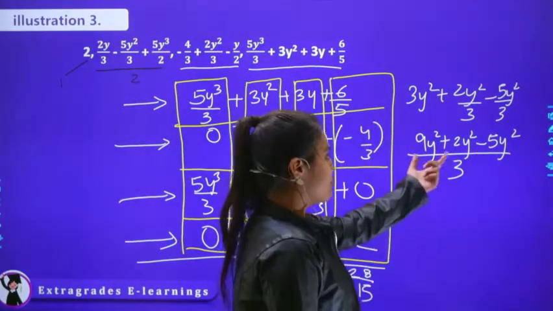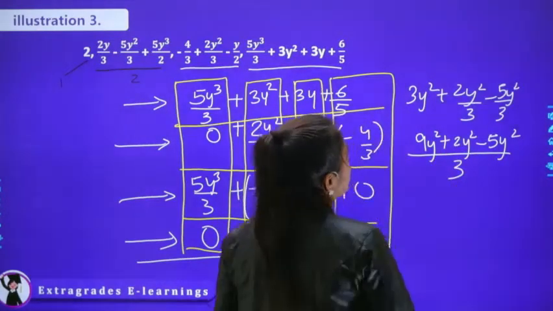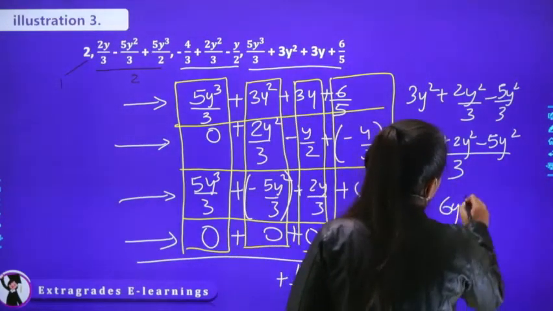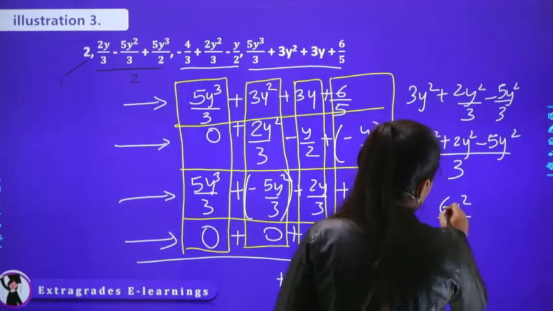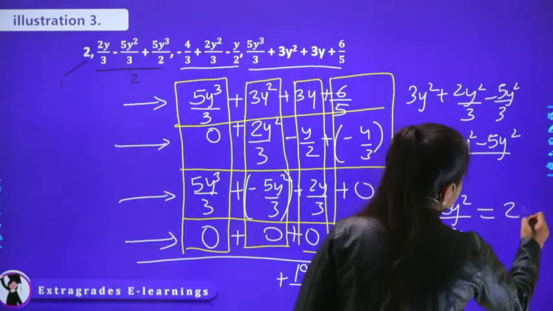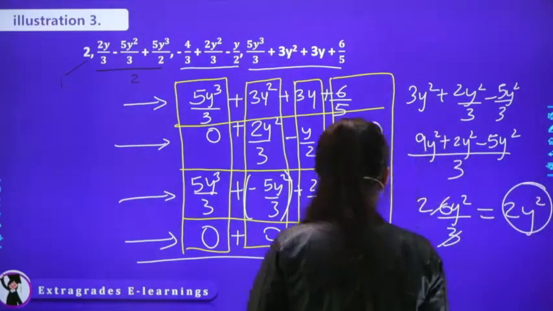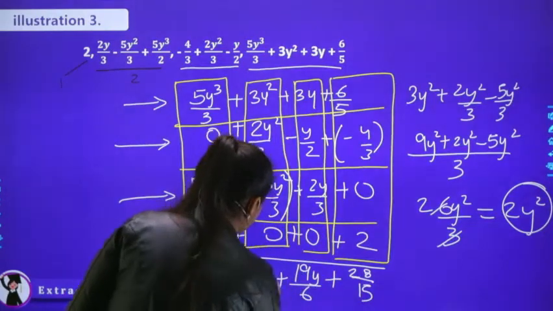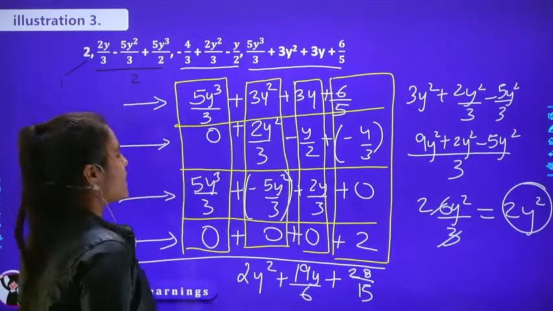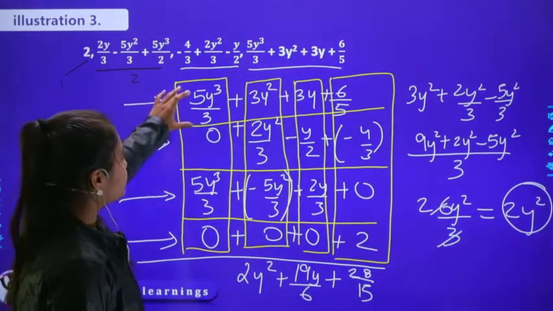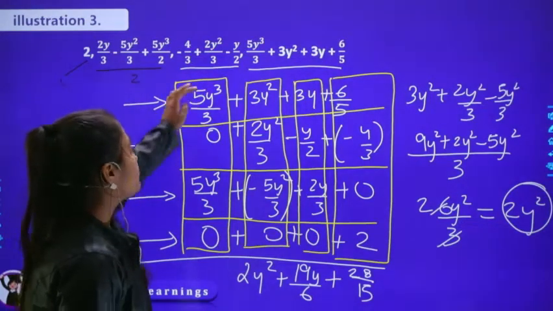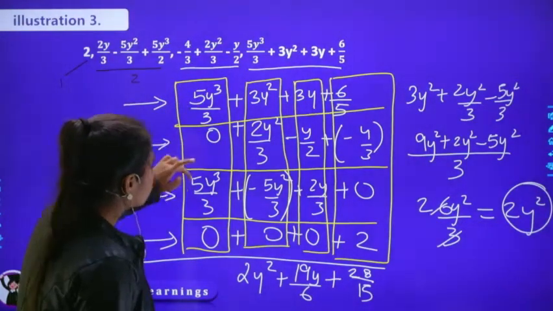Now I will add them. So 9 minus 5 is 4, 4 plus 2 is 6, 6y square upon 3. 3 2s are 6. So 2y square is the finalized term for this. Now the only term left is 5y cube upon 3 plus 5y cube upon 3.